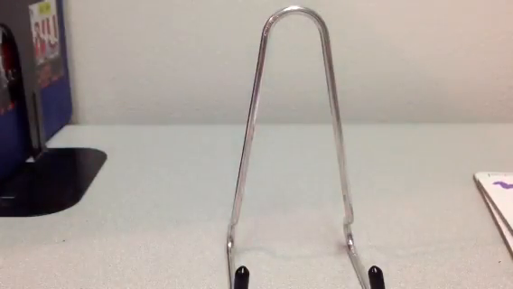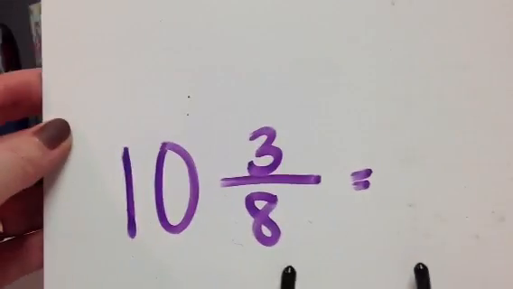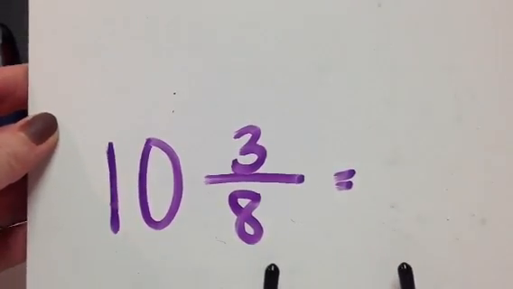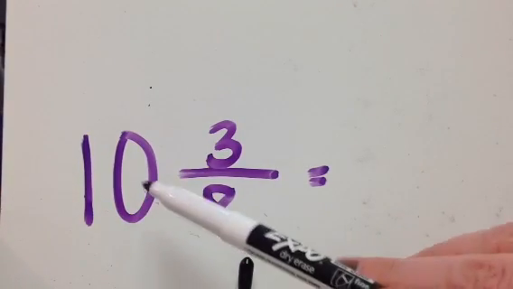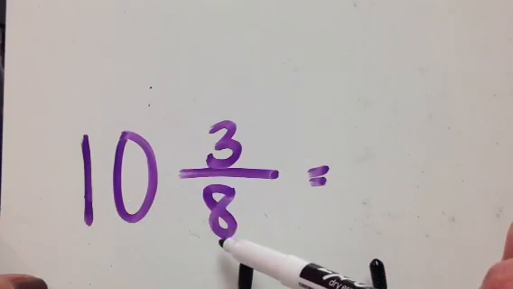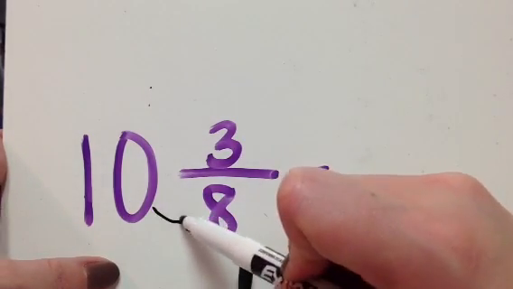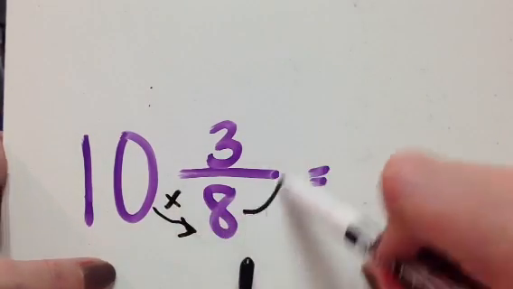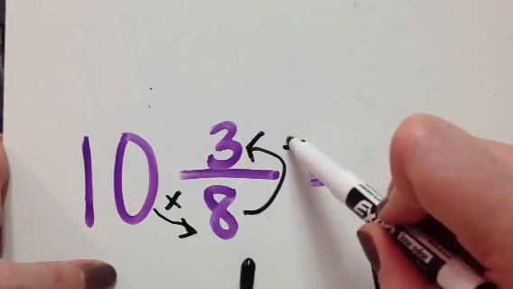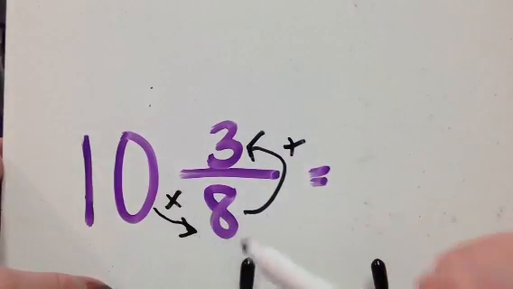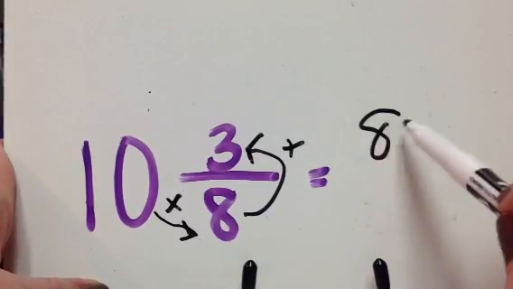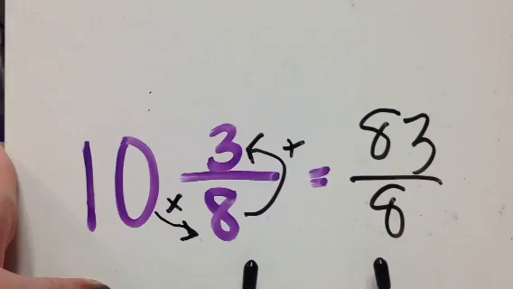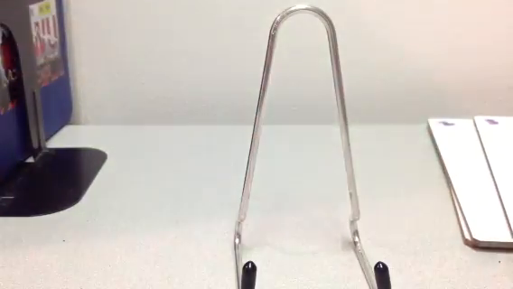One more, just to review this. 10 3/8. So this is a bigger whole number, but we still solve it the same way. 10 times 8. And I'm going to write it in, because sometimes I think it's good to sort of have a picture. I'm going to multiply. 10 times 8 is 80. I'm going to add the top number, which is 3, 83. Bottom number stays the same. Okay, so let's work it from the other side too.